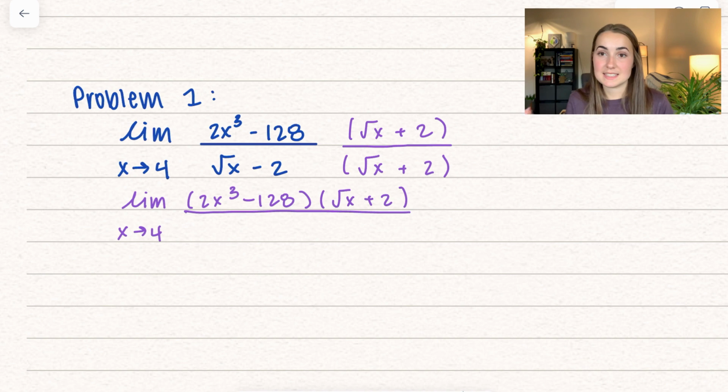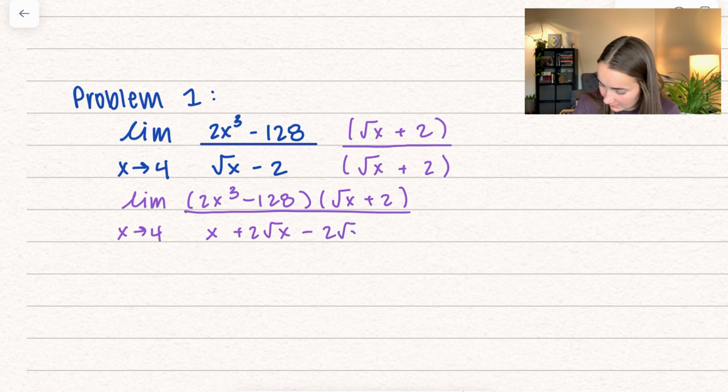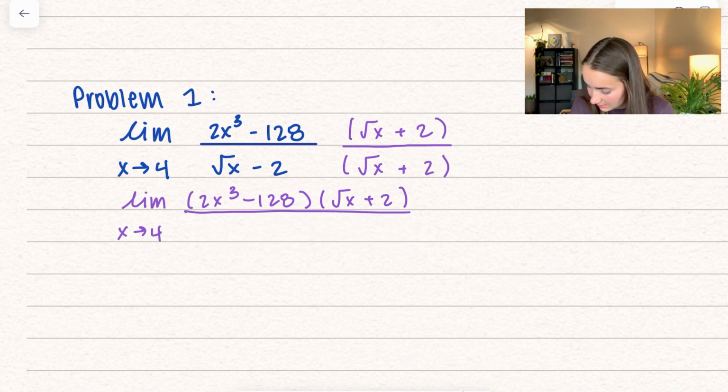When I multiply the denominator, I get the square root of x times the square root of x is equal to a normal x. Those exponents add up, we get 1/2 plus 1/2. So I'm going to continue multiplying out. So I get plus 2 times the square root of x minus 2 times the square root of x plus minus 4. And so now I can see that those middle terms, they cancel out nicely, which is the point of multiplying by the conjugate. So now what I get in the denominator is x minus 4.